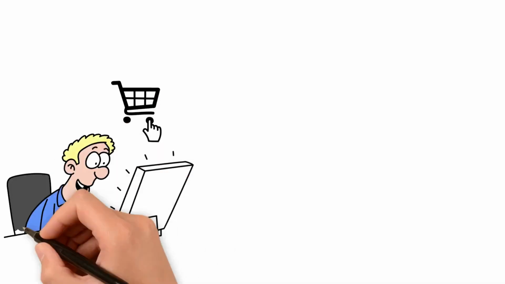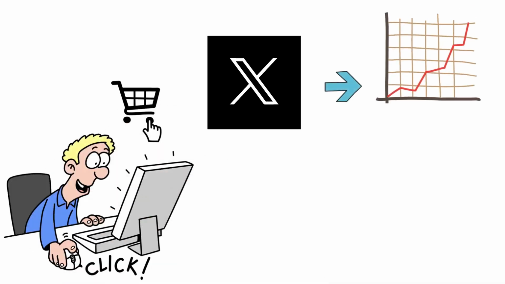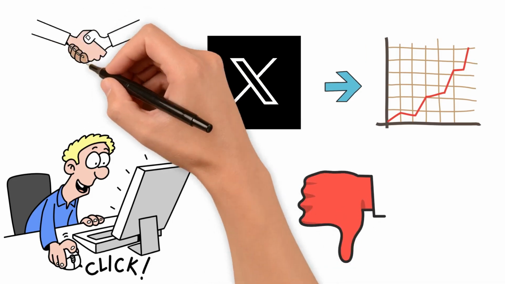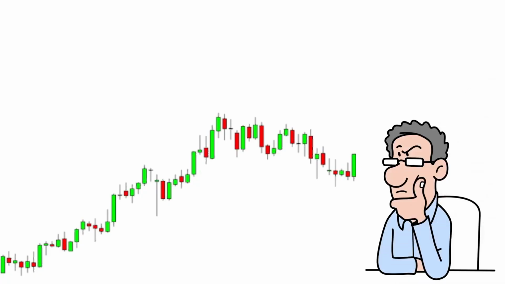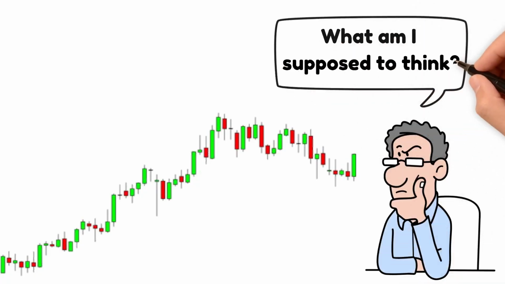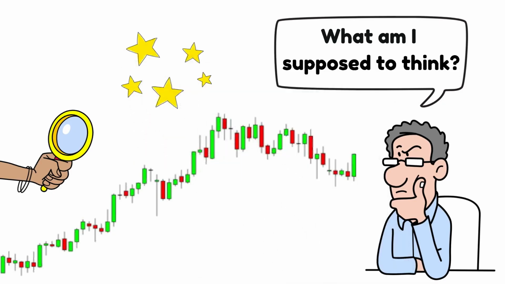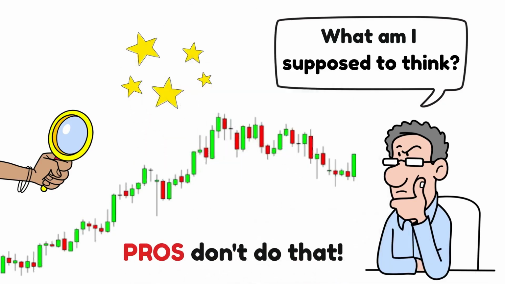Ever bought a stock just because someone on Twitter said it was going to the moon, and then it crashed right after? Yeah, you're not alone. That's the problem. Most people jump into the market with zero strategy. They're either guessing, copying someone else, or relying on vibes. The truth is, that's not how experienced investors do it.